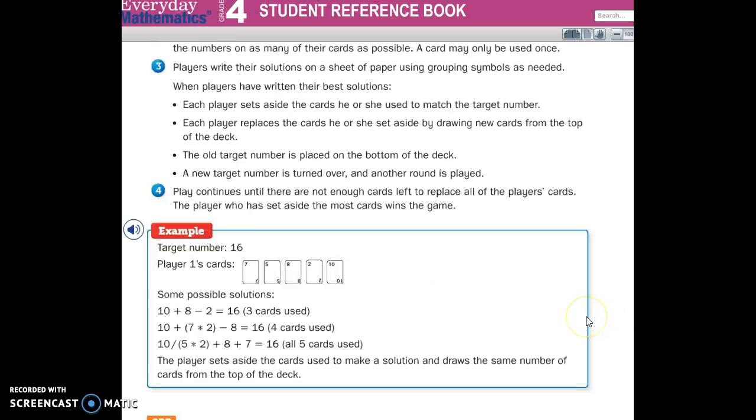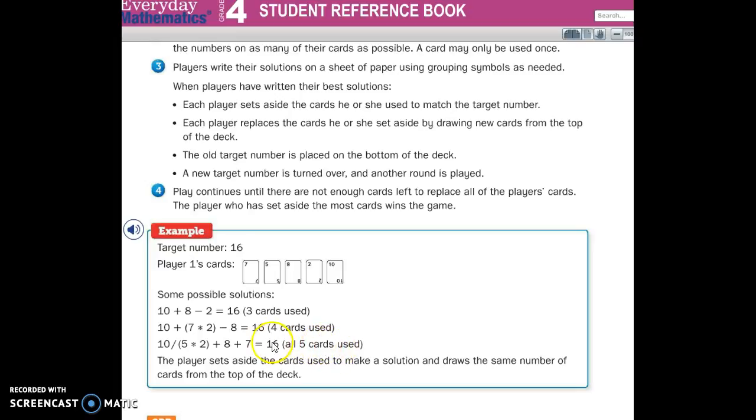I will then pull 3 new cards from the pile to replace those cards I used. If I used all 5, I'd have to pull 5 new cards. This is going to continue until there are not enough cards to replace all the players' cards. The player who set aside the most cards is the winner.